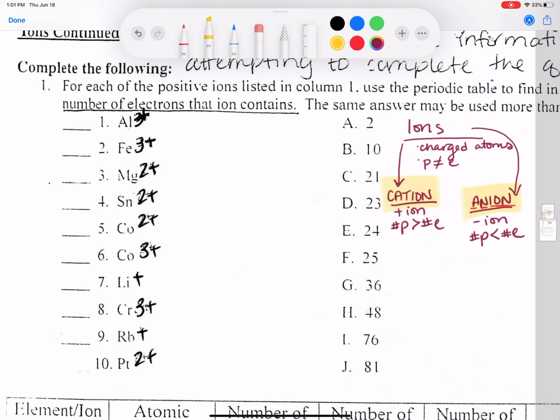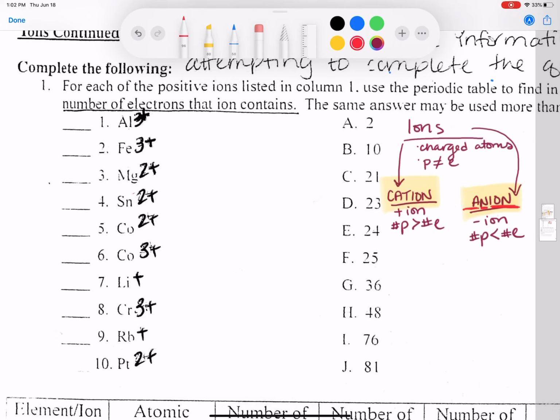Cations have more protons than electrons, so they have a positive charge. Anions have more electrons than protons, so they have a negative charge. And remember your mnemonic for anion: a negative ion. So you always know from the name, a negative ion.